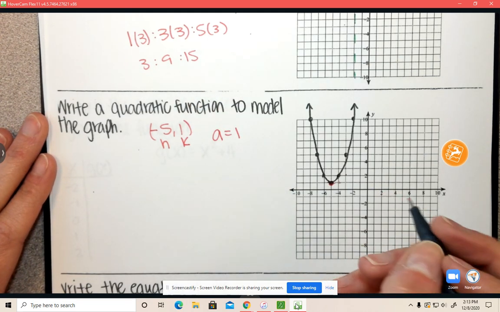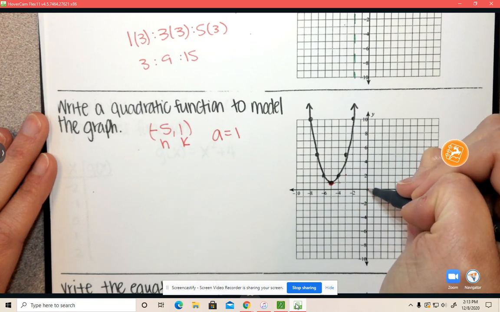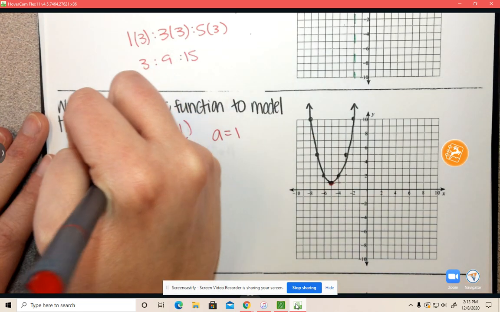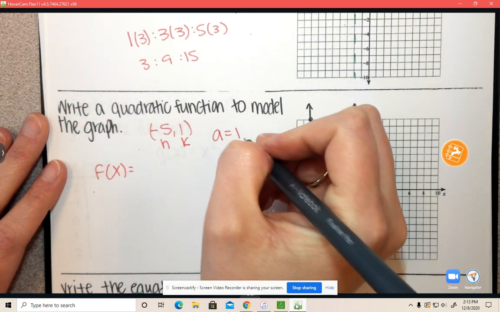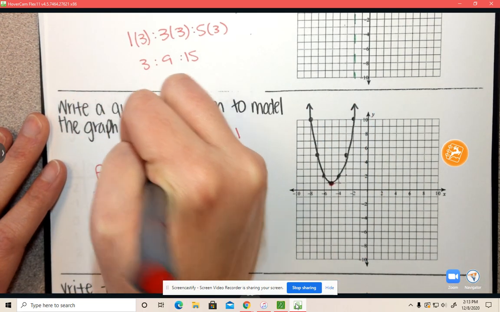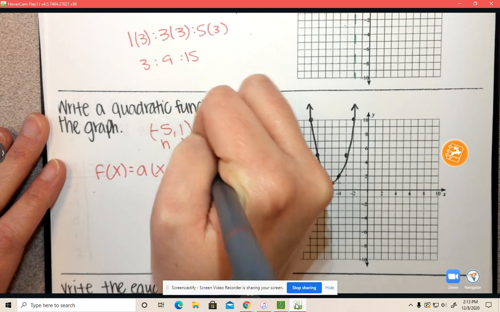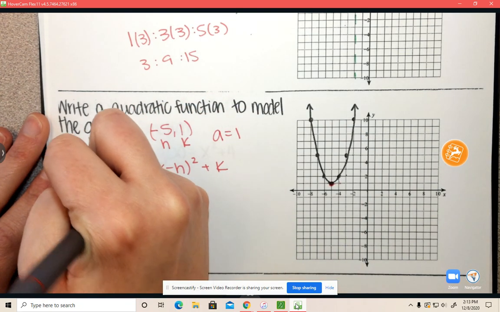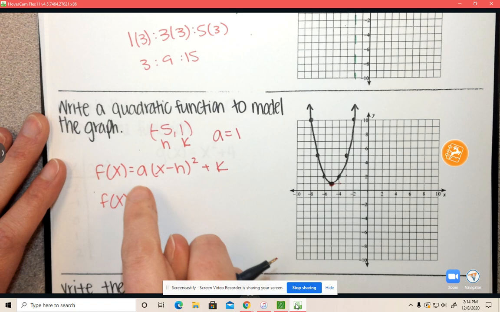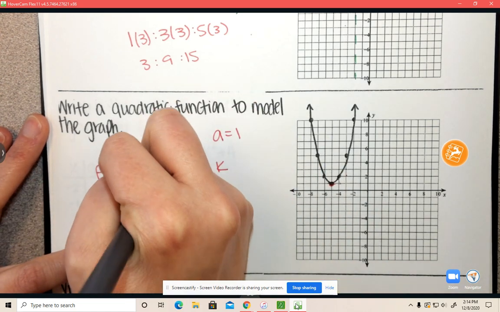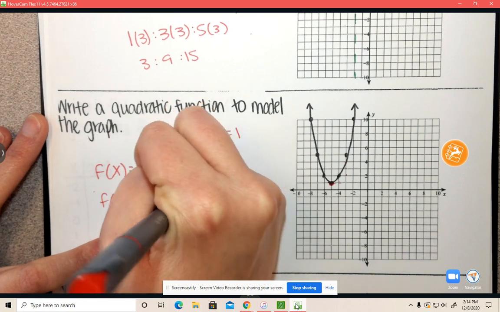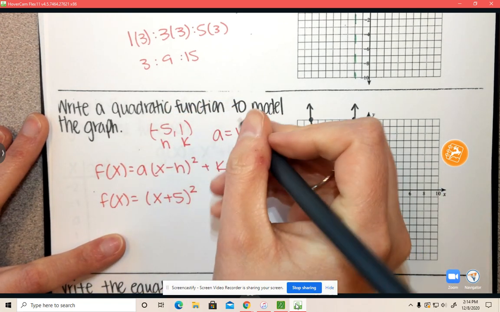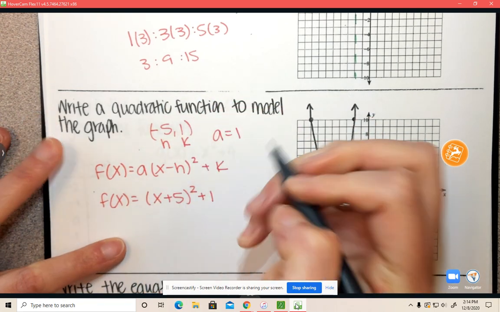All right. Let's fill in our function. So f of x equals a times (x minus h) squared plus k. All right, so we have f of x equals, we know a is 1, and then we have x, the opposite of h, so positive 5 squared, and then we went up 1, so plus 1.